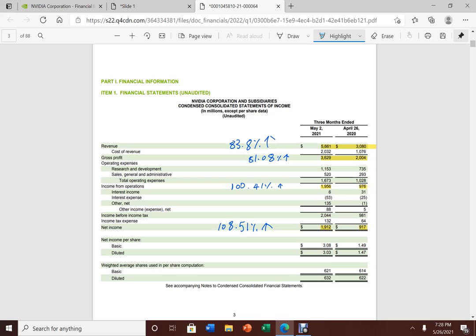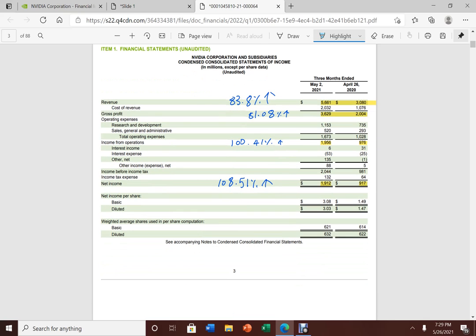And now we get to income from operation. This is their earnings before interest and tax. If you look here, their earnings before interest and tax in quarter one 2020 was 976 million. Right now it's at $1.95 billion, so this is 100.41%. Net income increased 108.51%. So overall, net income increased 100+%, earnings before interest and tax increased 100+%, and revenue and gross profit increased 70+%.